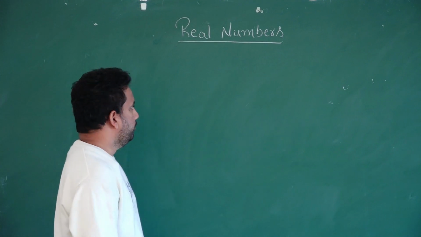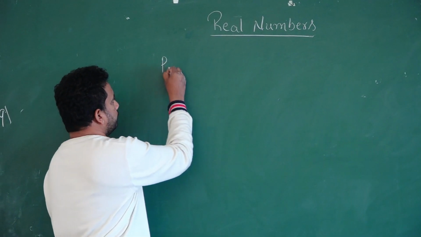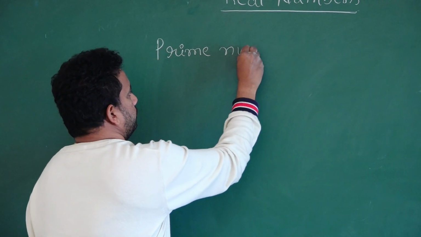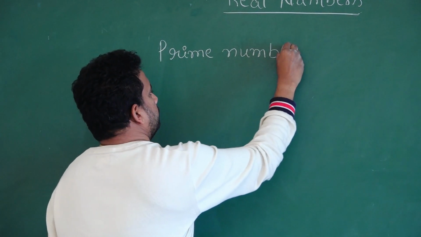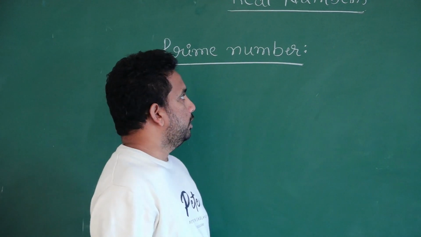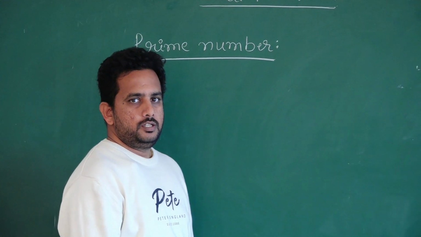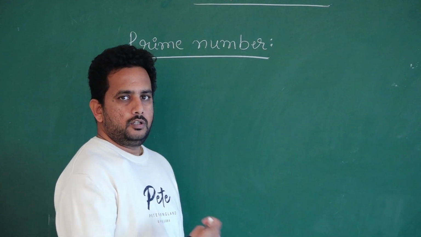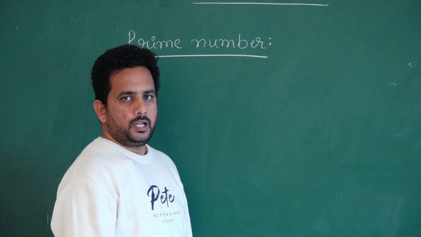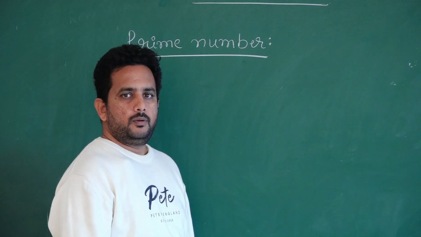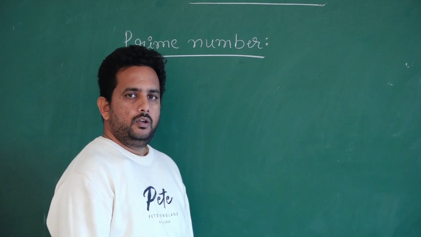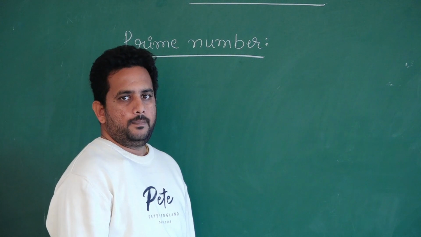So what is a prime number? We already know that a real number is a combination of rational and irrational numbers. Now let us see what a prime number is. A prime number is a number divisible by 1 and itself. The number divisible by 1 and itself is called a prime number.